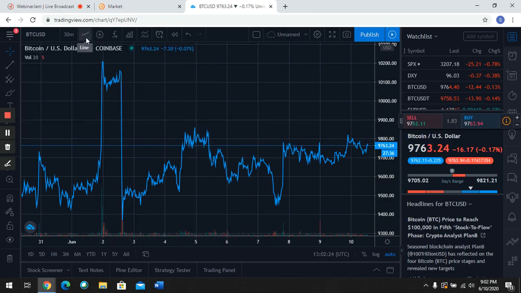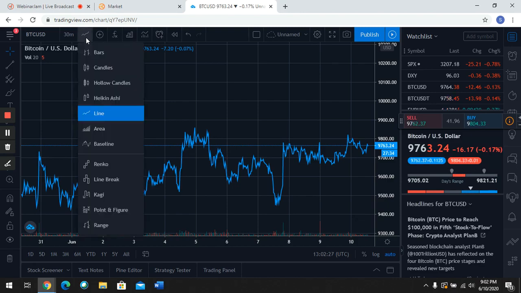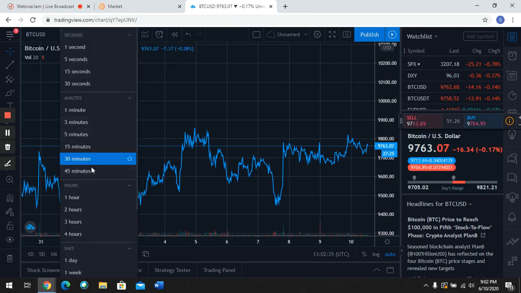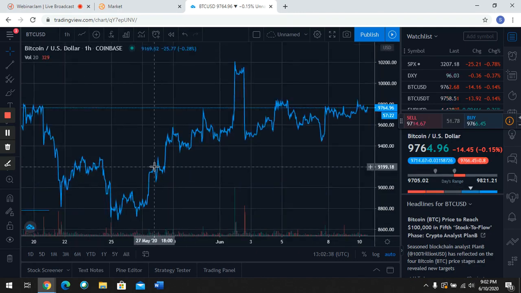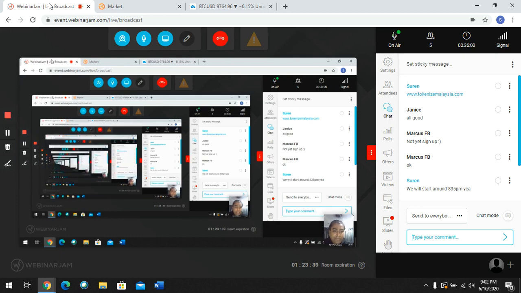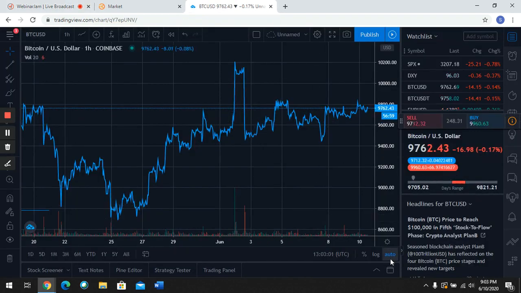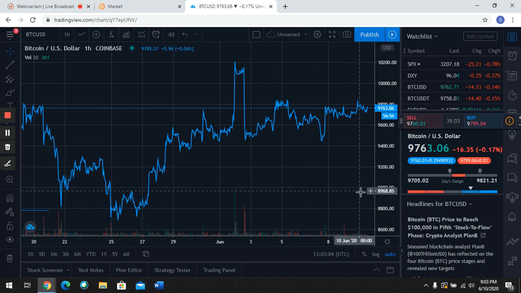Now, to have the line chart available on your platform, go up here to this point, click line chart, and we will just take the 1 hour trading chart. Are you guys able to follow me? I assume all is good then. I'm going to go back to our Trading View platform. This is the line chart that I have been sharing with you earlier.